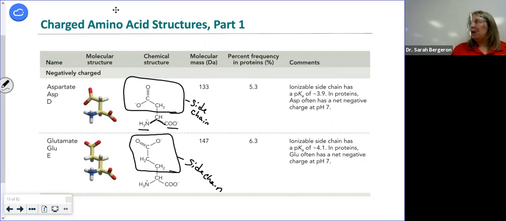When we draw all of our amino acids in books and all that kind of stuff, we are drawing them as if they are at pH 7. So pH 7 is between the pKa values of the amino group and the carboxylate group, right? So what's going to happen?